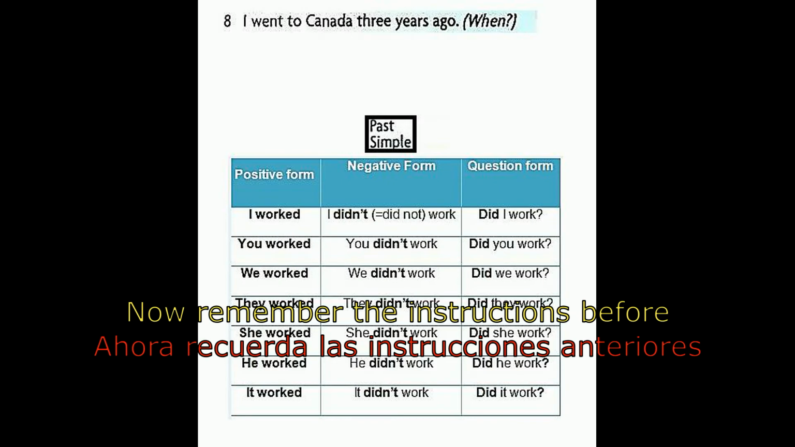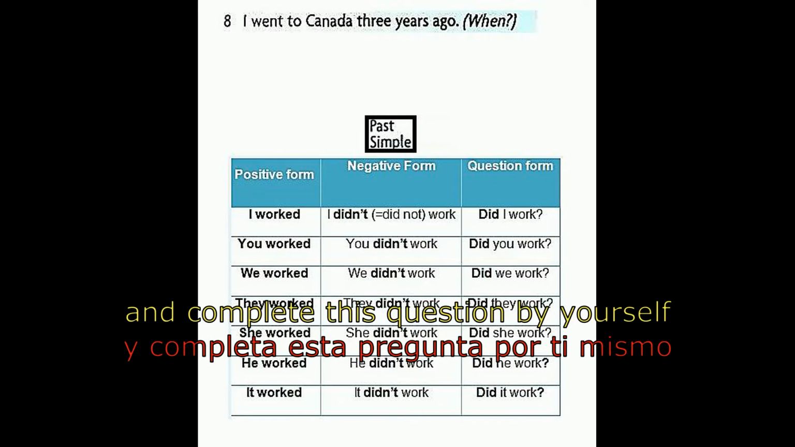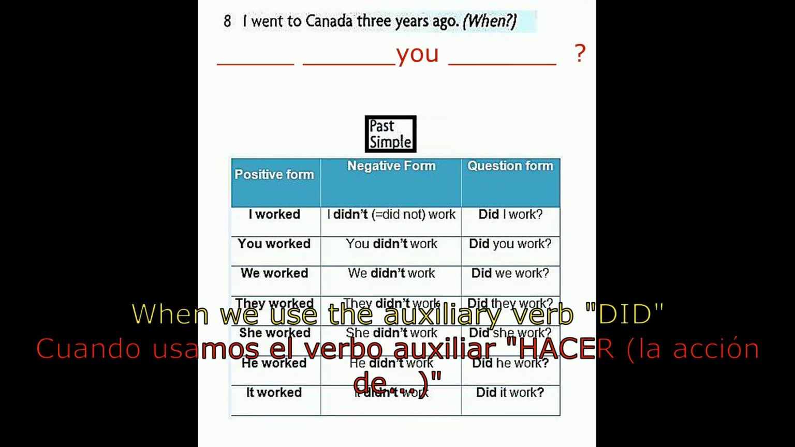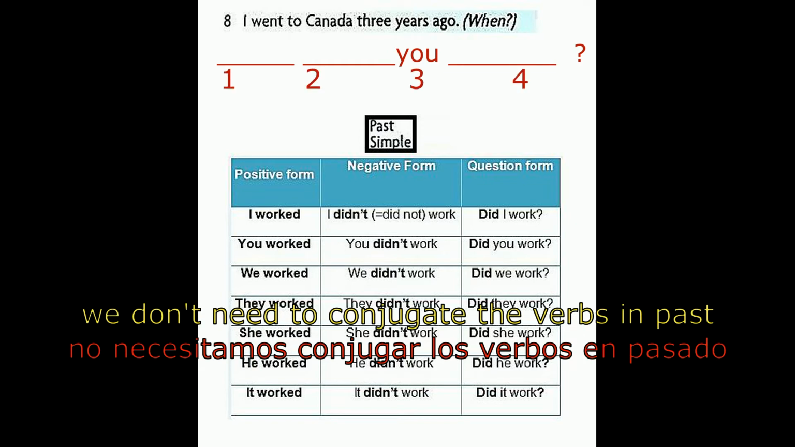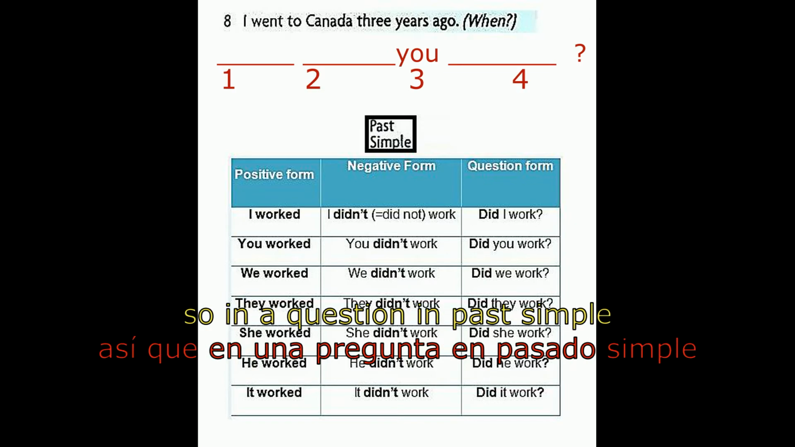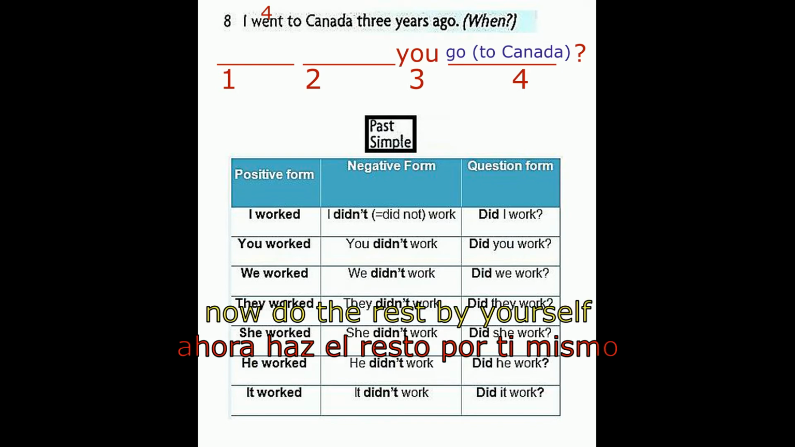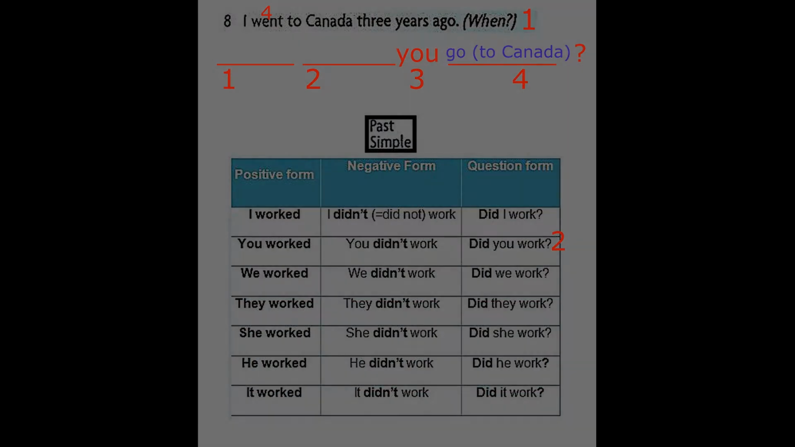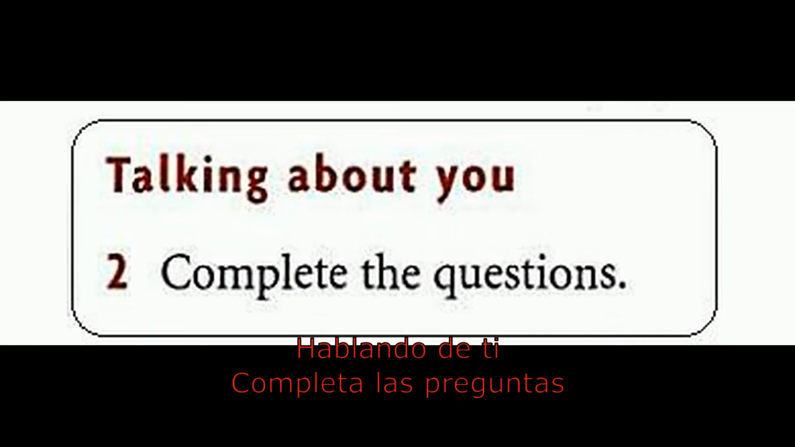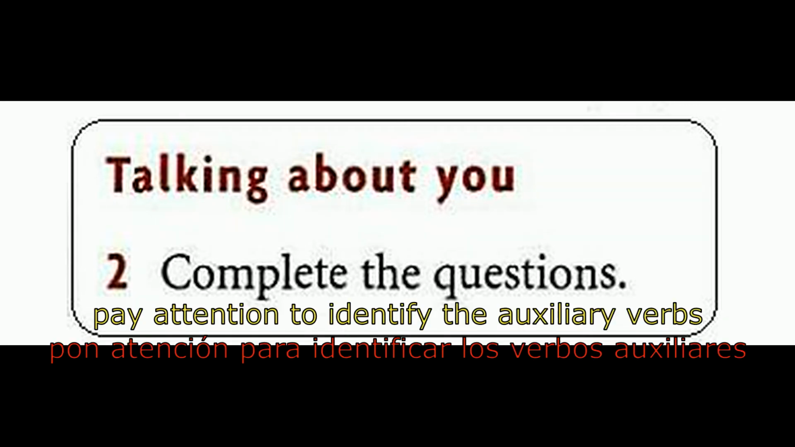Now remember the instructions before and complete this question by yourself. When we use the auxiliary verb did, we don't need to conjugate the verbs in past. So in a question in past simple, we replace went with go. Now do the rest by yourself. Talking about you, complete the questions. Pay attention to identify the auxiliary verbs.